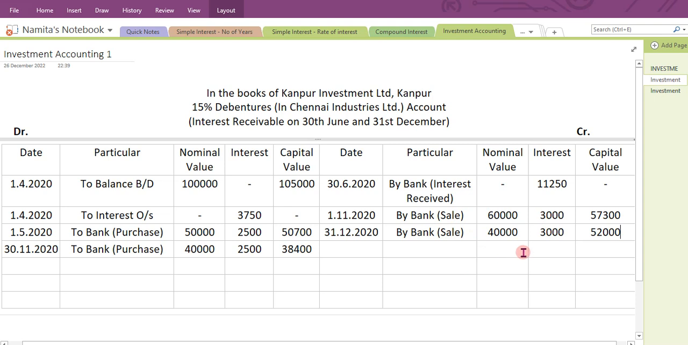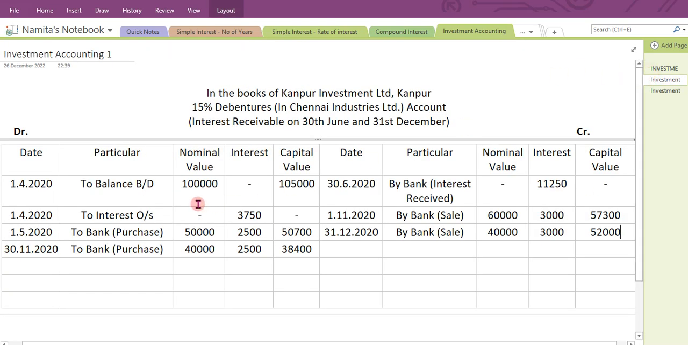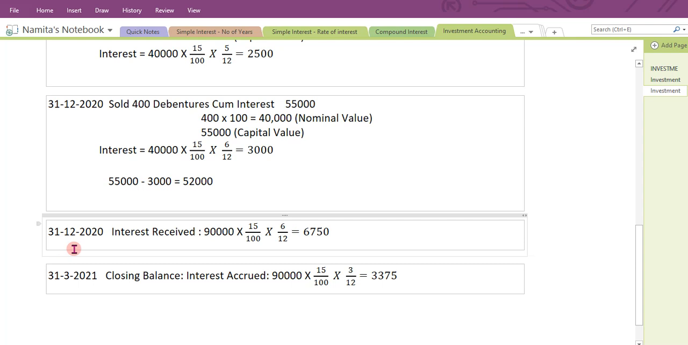From these 1,90,000 debentures, we have sold some debentures. How many have we sold? 60,000 plus 40,000, that means total 1 lakh debentures we have sold. So remaining debentures are 90,000. So on this 90,000 we have to calculate the interest. Hope you have understood why I am taking 90,000 debentures: in total we had 1,90,000, we sold 1 lakh, so remaining is 90,000. So on 31st December we are going to receive the interest on 90,000 debentures.